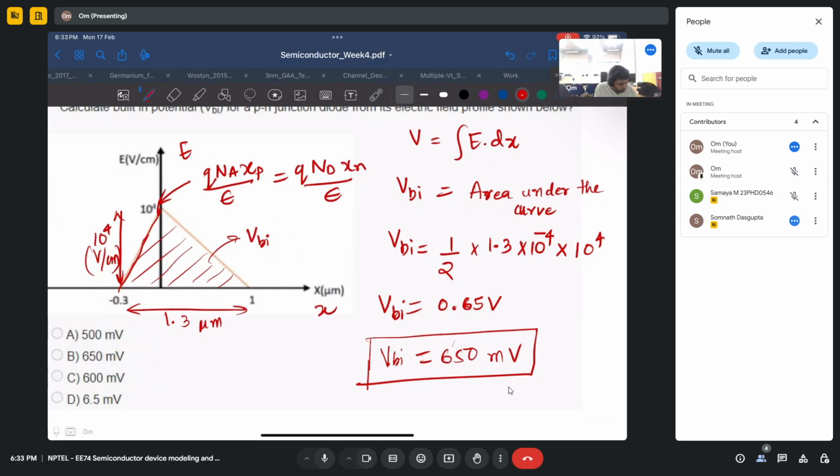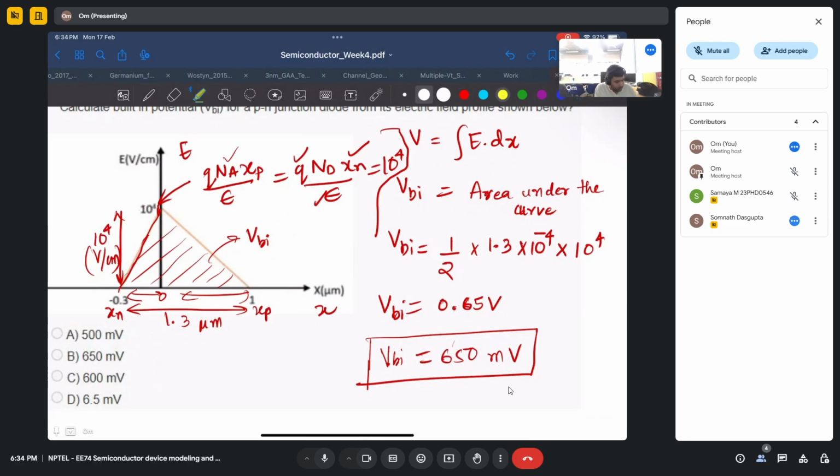Let's say this is Xn, this is Xp. So Xn will be 0.3, Xp will be 1. If you substitute all this, you can find Na and Nd also. You know this is equal to 10 to the power 4, Xn you know, Q you know, epsilon you know, Nd you can find. Similarly, you can find Na also. Is this clear? Yes, sir. Then you can apply the VBI formula, but that's not required. You can directly calculate the area. That's the easier way. We need to look for the simplest cases.